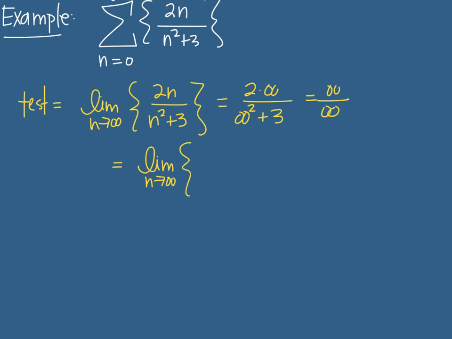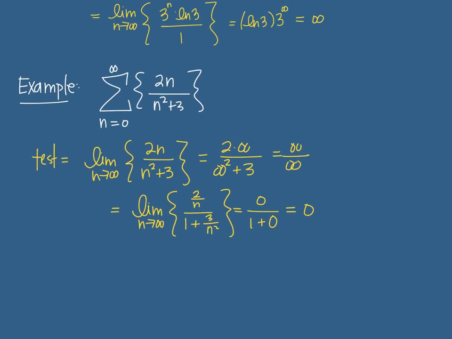Okay. All right, so we're going to divide. I'm going to divide through not just by n though, but by n squared. I mean, I could divide by n, but then I'm going to have to divide by n again. So I'm just going to divide by n squared. That'll give me 2 over n over the quantity 1 plus 3 over n squared, which will give me 0 over 1 plus 0. So I get 0. Ergo, this test is inconclusive.